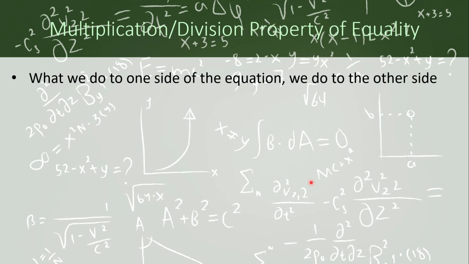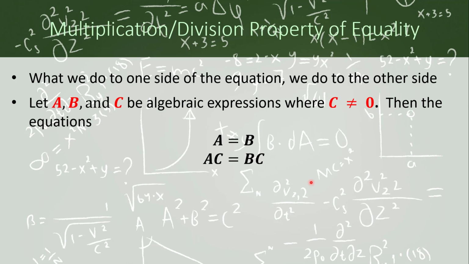The basic thing you need to understand, though, is whatever you do to one side of the equation, if you want to maintain the equality or have an equivalent equation, you've got to do the exact same thing on the other side. Now, mathematically, how are we going to do this? Well, let A, B, and C be expressions. They can be numbers, they can be letters, they can be anything you want them to be.